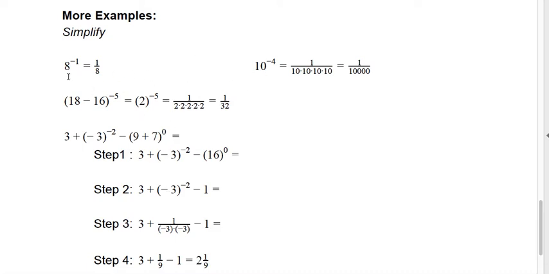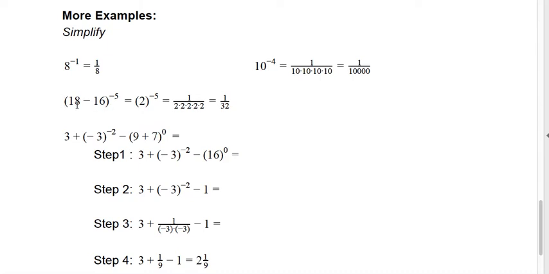So for example, 8 to the negative first power would be 1 over, because anytime you have a negative exponent, you're going to write your answer as a fraction with 1 as your numerator. So 1 over what 8 to the first power would be, which is just 8. If you come over here, 10 to the negative fourth power, it's 1 over 10 to the fourth power, which is 10,000. Here is an example of an order of operations problem with negative exponents, because we fancy like that.